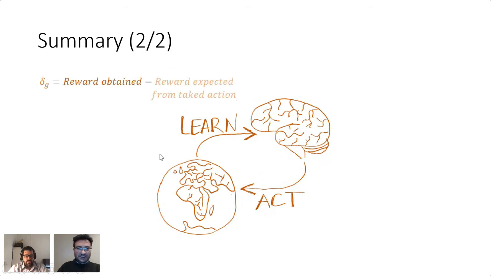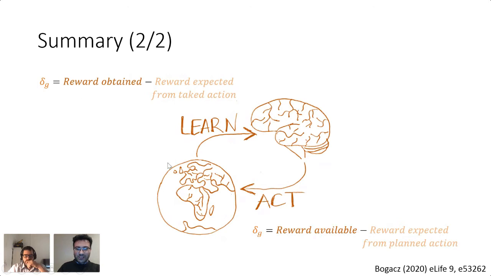During learning, they calculate the difference between the reward obtained and the reward expected from the taken action. And this prediction error triggers learning about the expected reward. By contrast, during action planning, they calculate the difference between the reward available and the reward expected from the current action plan, and they facilitate action planning until this difference diminishes. Thank you very much.